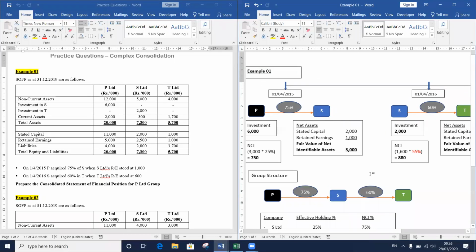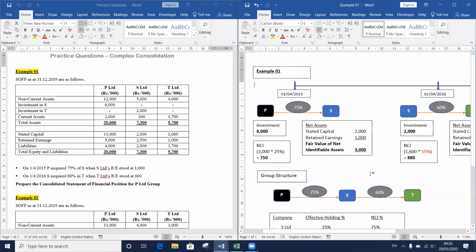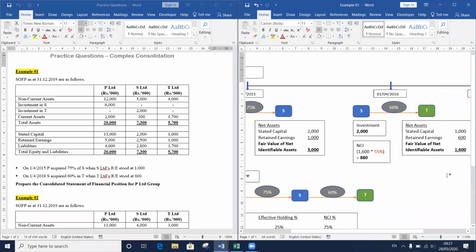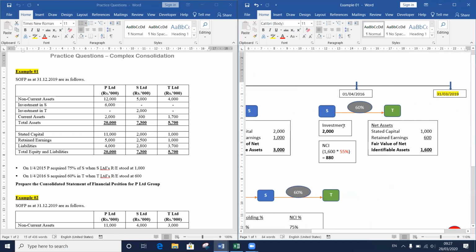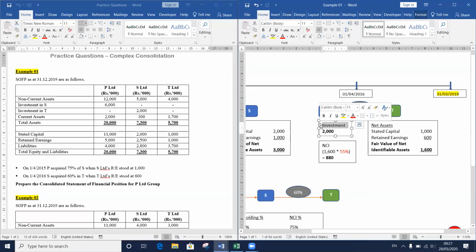This is an investment structure like that, right? But here also we should determine these things. So we should know these things. What is the investment amount?